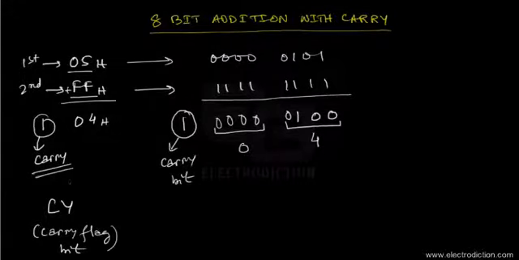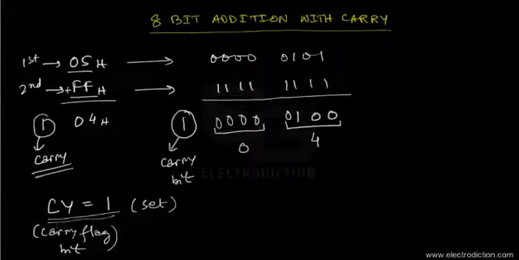Now this carry flag bit is going to be set to the logic 1 level. At that moment we say that the carry flag is set, whenever there is a carry. So if we monitor this particular condition in our program, then we can write a program that can monitor whether there is a carry bit being generated or not.